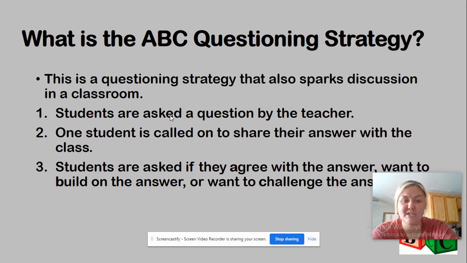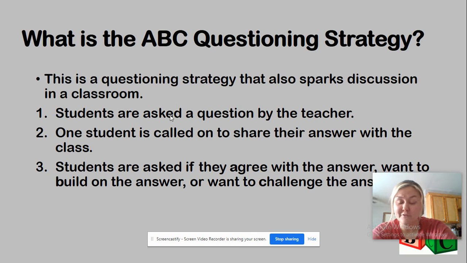You can start with a question. That's the first thing that happens. The students are asked a question by the teacher. You can call on one student to share the first answer with the class. You can draw a popsicle stick. You can ask for a volunteer, just however you find best.